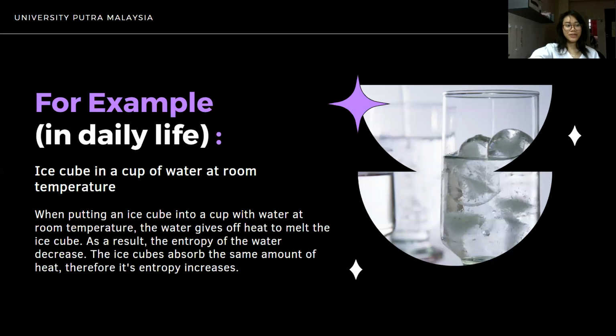Okay, this is a simple example for us to understand thermodynamics. Put an ice cube into a cup with water at room temperature. The water heats up to melt the ice cube. As a result, the entropy of the water decreases, while the ice cube absorbs the same amount of heat, therefore its entropy increases.